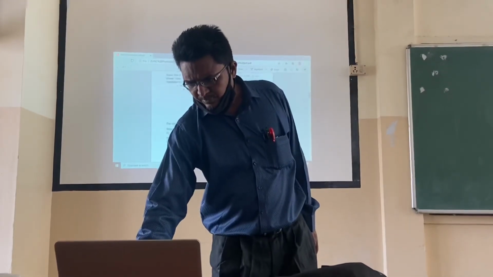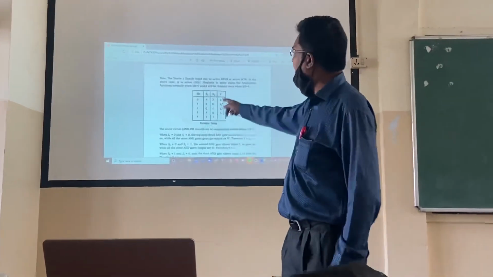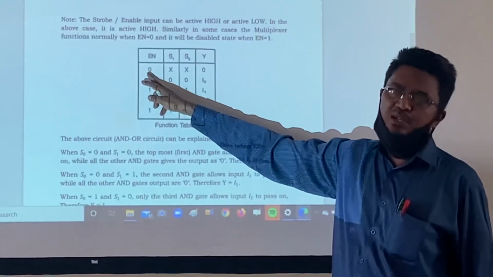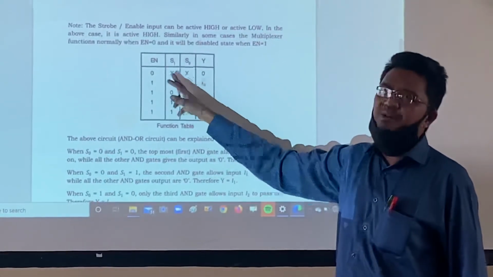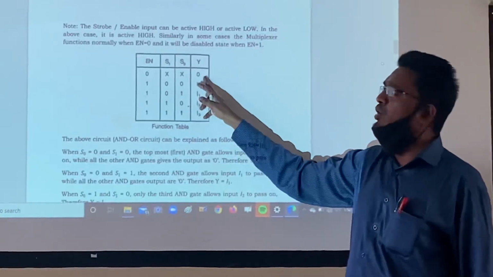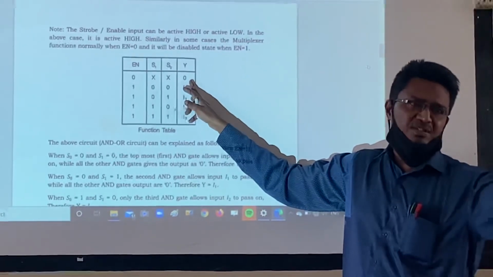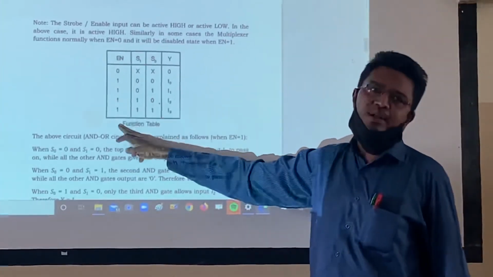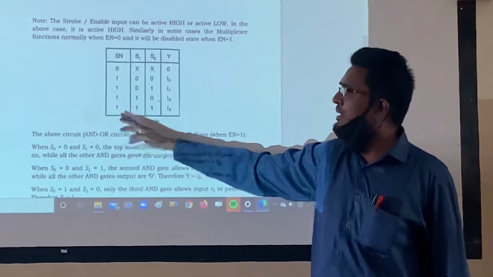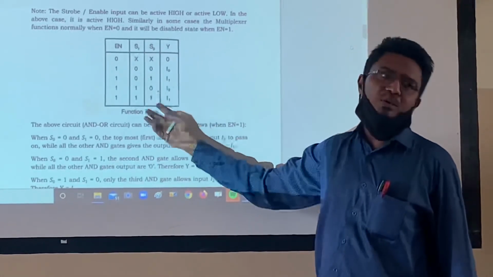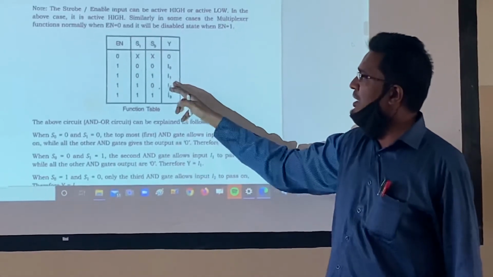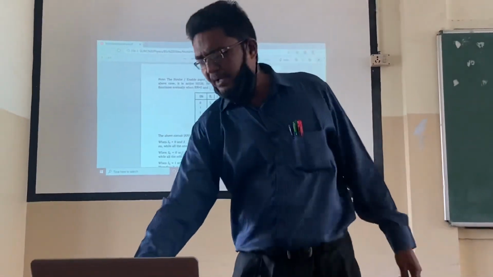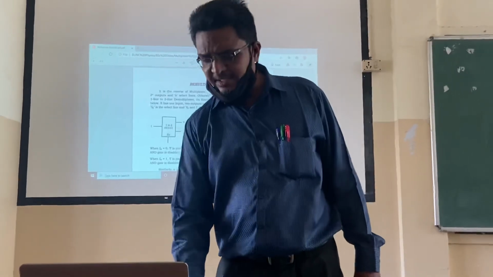Here, I have given this enable. If this enable is 0, irrespective of S0 and S1, the output will be 0. It functions only when the enable is 1. Only when the enable is 1, with S1 S0 as 0 0, 0 1, 1 0, 1 1, accordingly I0, I1, I2, I3. So, if you have 8 to 1, this is the multiplexer.